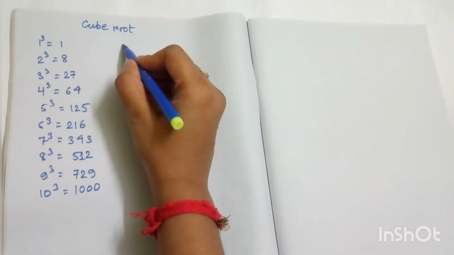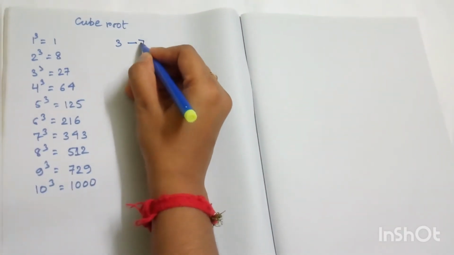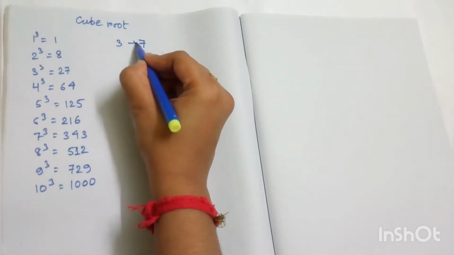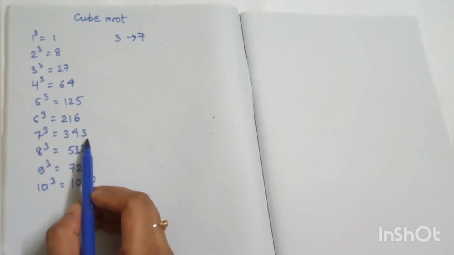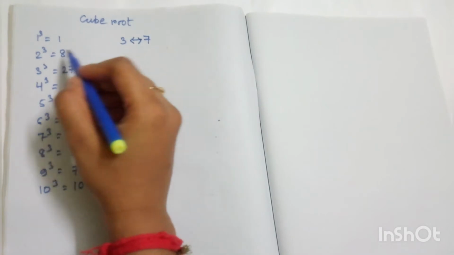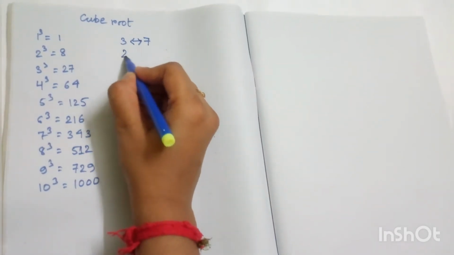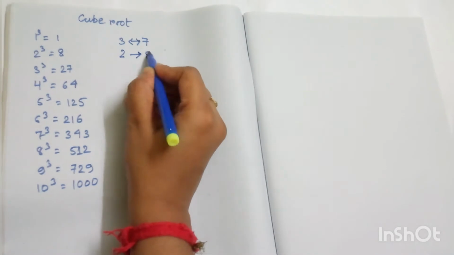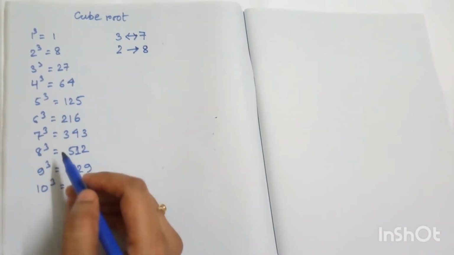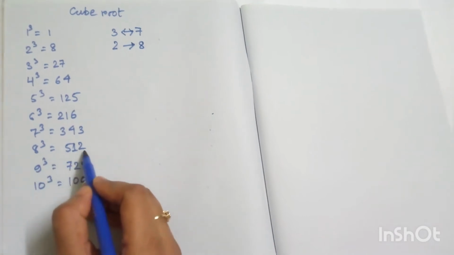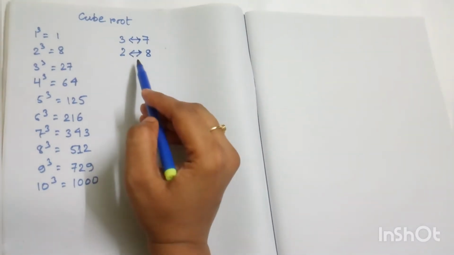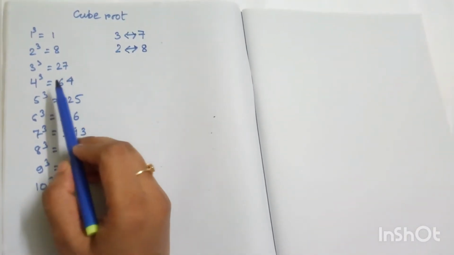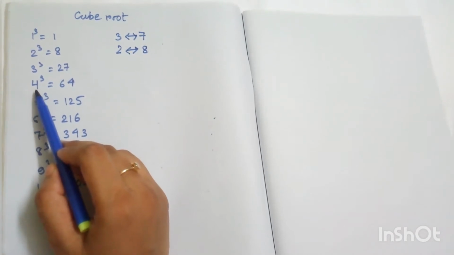Like here, when there is 3, we will get 7. And when there is 7 here, we will get 3 in the unit place. And when here it is 2, we will get 8 in the unit place. And when there is 8, we will get 2 in the unit place. And except these, we will get the same number as it is.